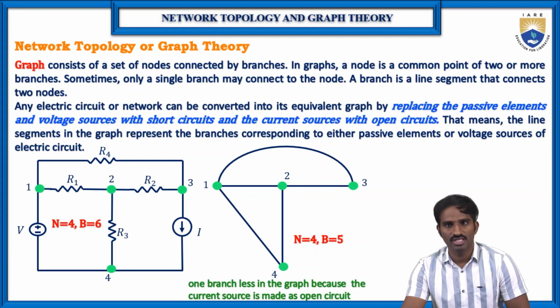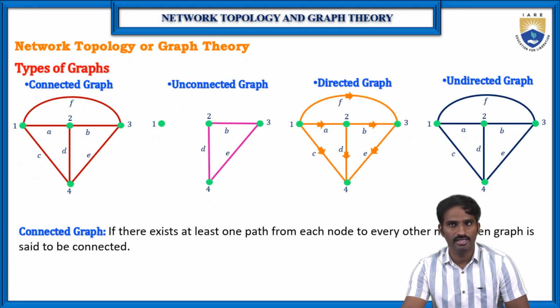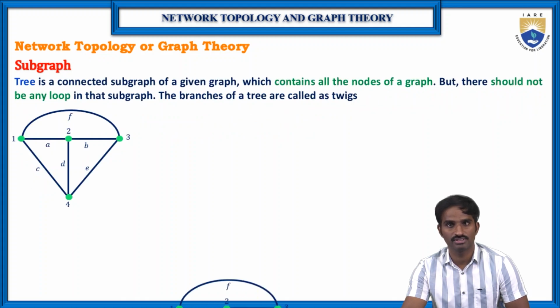And in the graph, what is meant by a node and what is meant by a branch, so how we can represent the elements as a node or branch. Then there are various types of graphs that we discussed: connected, unconnected, and directed and undirected graphs. We also discussed subgraphs, and the various types of subgraphs.